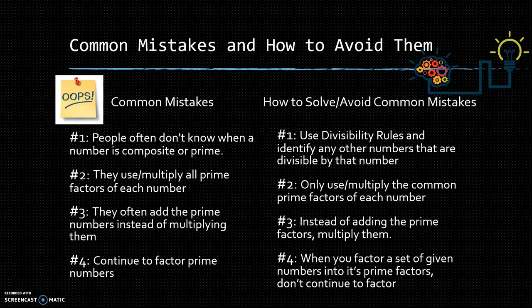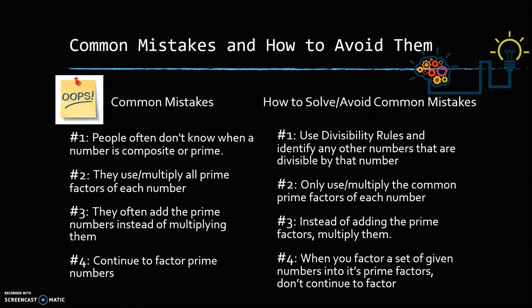Now that you know how to calculate the GCF, we're going to go through a few common mistakes and how to avoid them. So everyone makes these common mistakes, one being that people often don't know when a number is composite or prime. The second mistake is that they use/multiply all prime factors of each number. The third one is that they often add the prime numbers instead of multiplying them, which will give you the wrong answer. And the last one is that they continue to factor the prime numbers.